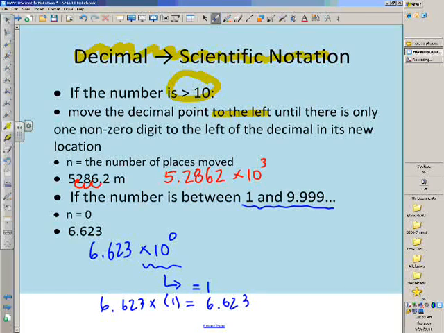Does anybody do that? No. Nobody. Why would you write an extra times 10 to the 0 power when you already have a number that's in the right notation? But it is possible we could do it.